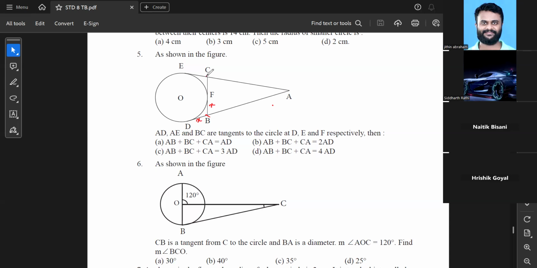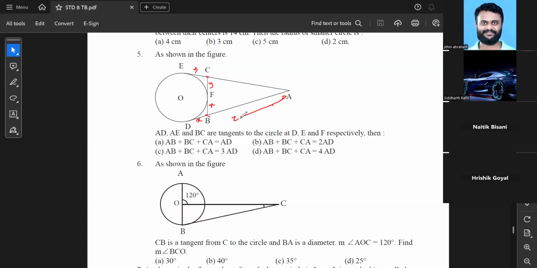Similarly, about point C also, this and this, both the distances are same. Let me call this as y and this will also be y. Do you agree with this? Yes, sir. Now A से D तक का distance and A से E तक का distance दोनों same रहेगा.